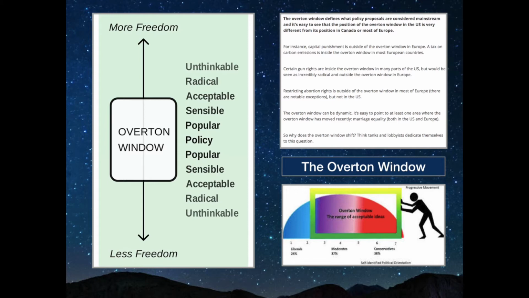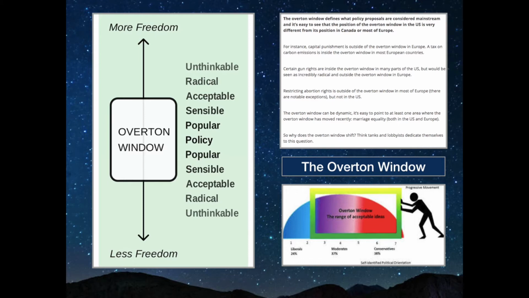Think tanks and lobbyists dedicate themselves to this question. So big money, basically, is what shifts the Overton window. You can see on the bottom right here the picture of the shadow of the man pushing the Overton window, which is the range of acceptable ideas. So that was from an article from the Daily KOS, the name of the source was called the Swedish Liberal.